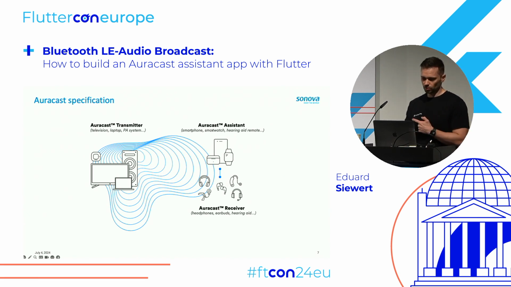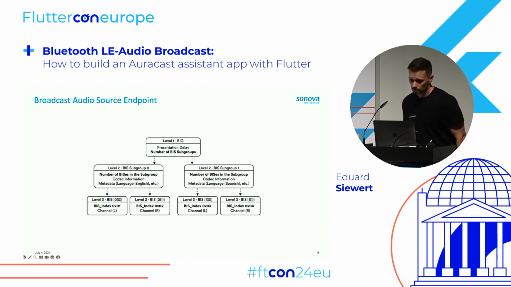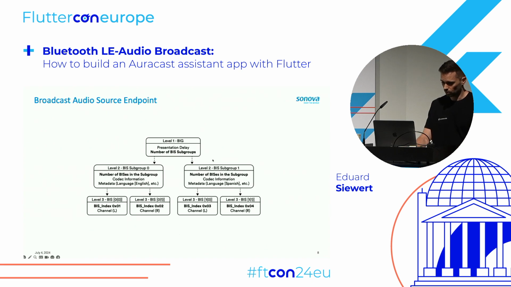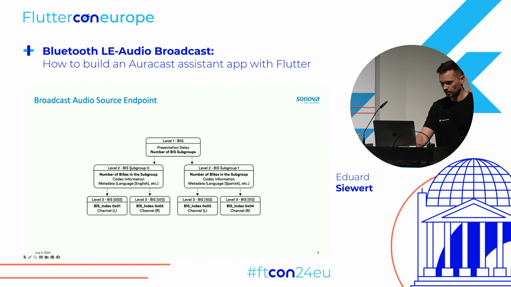So let's have a look at what exactly the transmitter is advertising. As you can see here, we have something called a broadcast isochronous group, and this group can contain multiple broadcasts. So each source can actually stream multiple broadcasts. A broadcast is named here a broadcast isochronous stream. And you can see we have two of these.